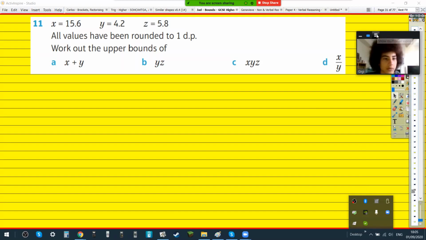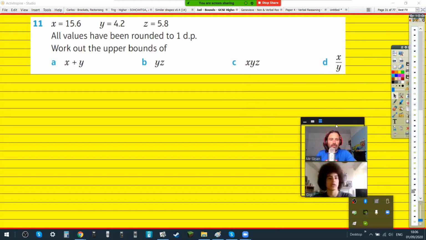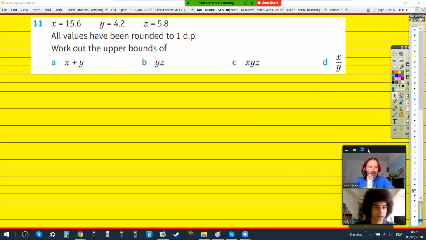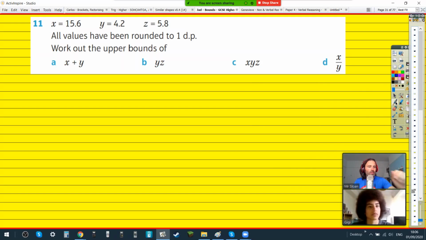Bounds of x plus y. Well, the upper bound of y is 4.25 and the upper bound of x is 15.65, so it'll be 15.65 plus 4.25.